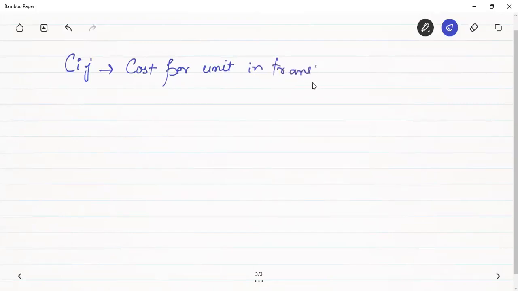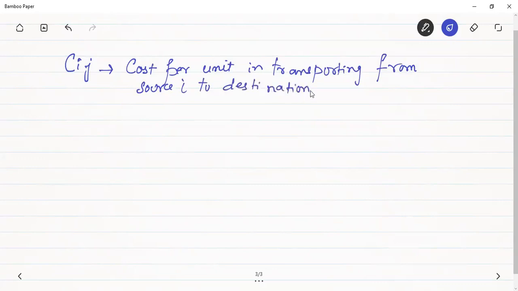Now let me define one more term, that is Cij. It is the cost per unit in transporting from source i to destination j. It is the cost per unit in transporting from source i to destination j.